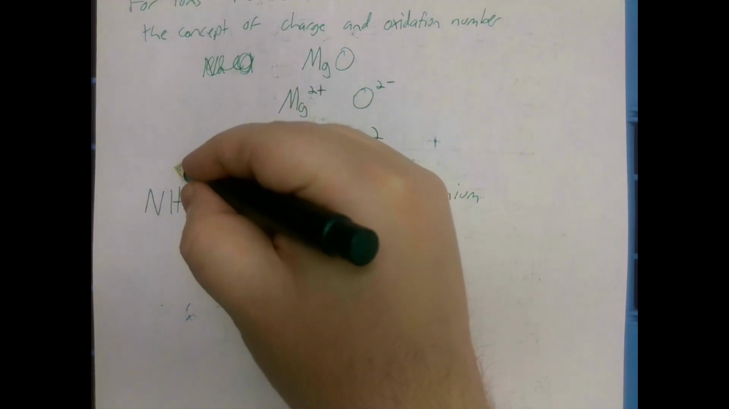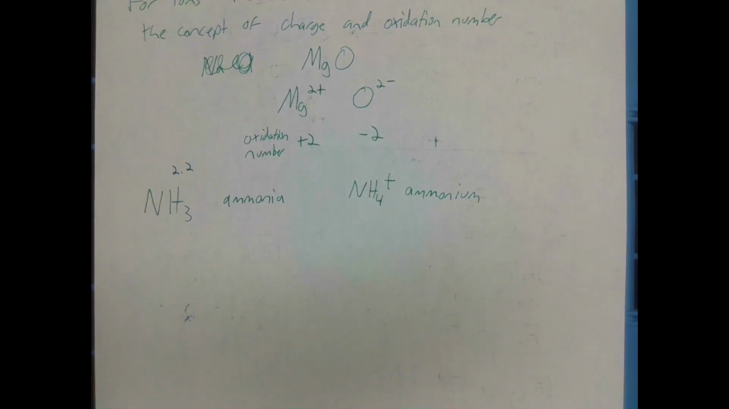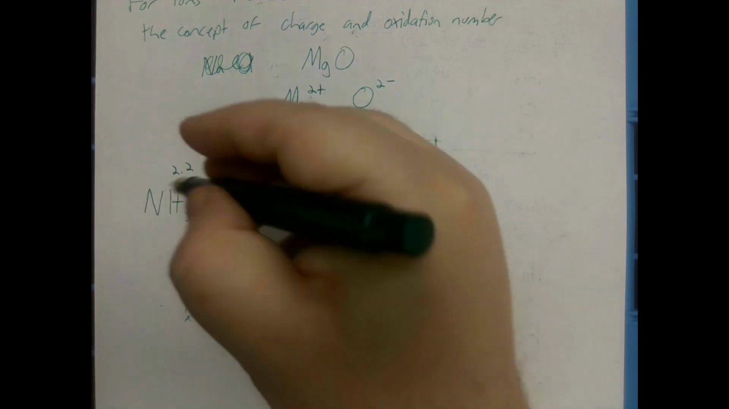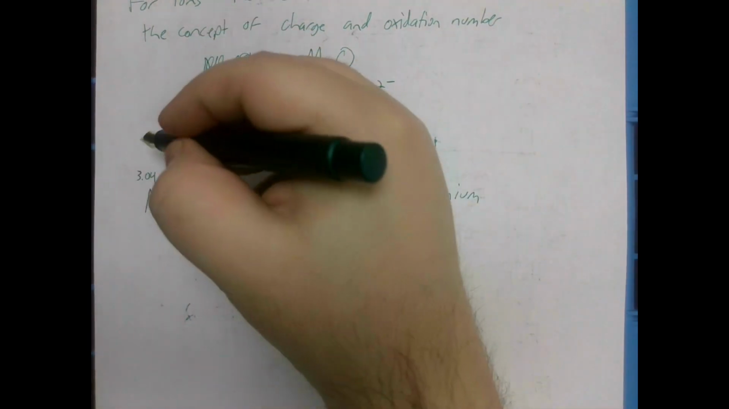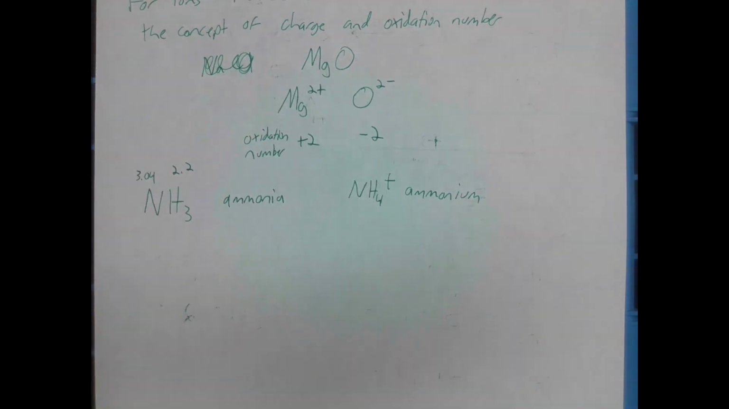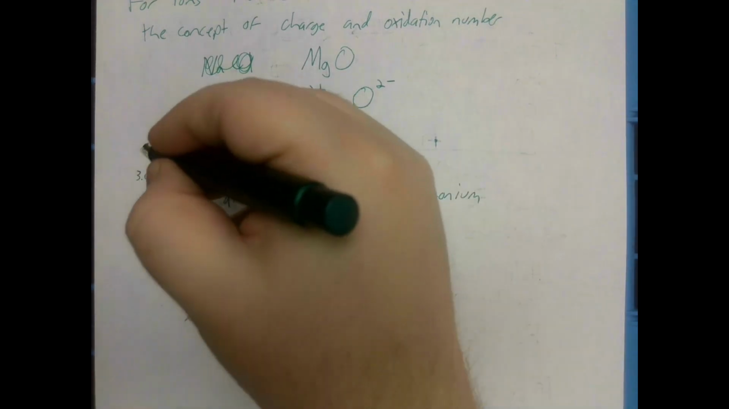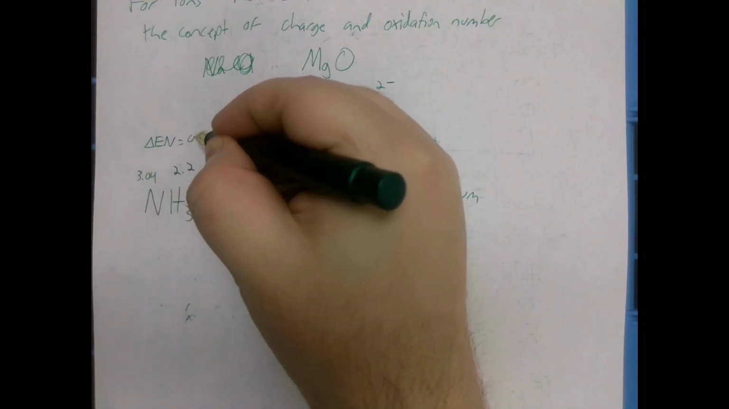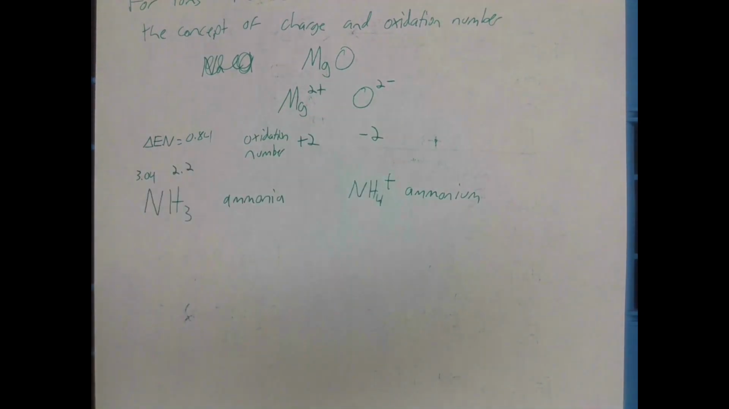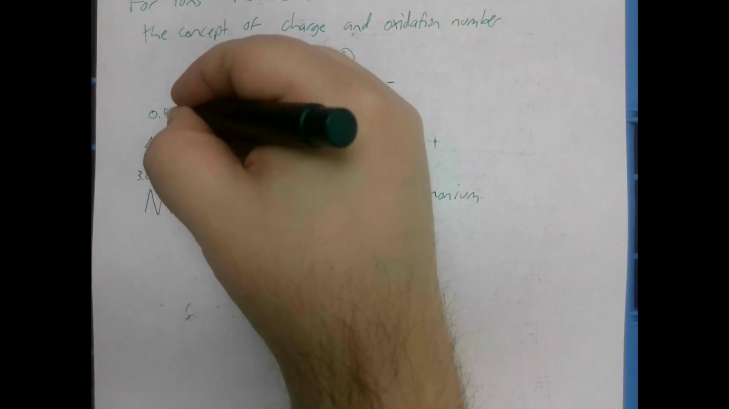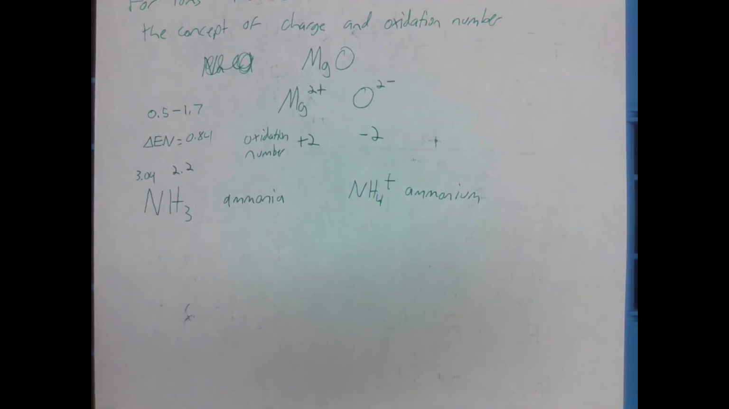You are right that hydrogen is 2.2, nitrogen is 3.04, which gives us a difference, so the EN difference is equal to 0.84. That is polar covalent. Polar covalent is between 0.5 and 1.7.